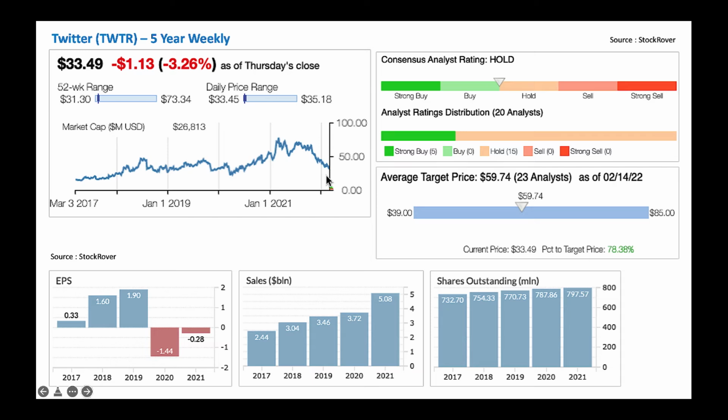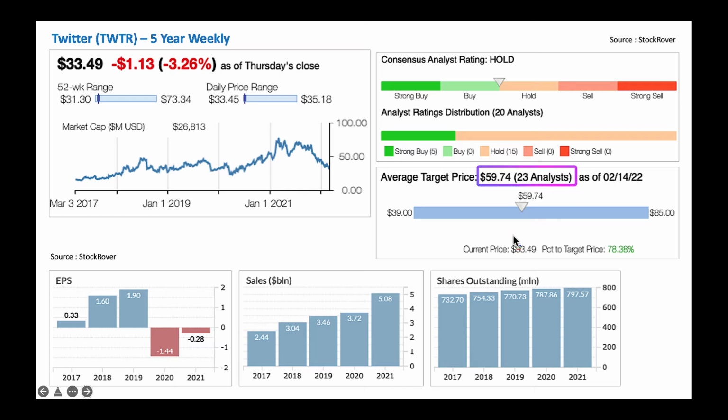And look, from an analyst perspective, we have a hold rating right now. It's just a hold rating, as you can see here. And we have 20 analysts who weighed in. So currently it's a hold rating. That's one of the reasons the stock is not making too much move. And from a target perspective, folks ask me what the target price for Twitter is. The target price is $59. That's the average target price according to 23 analysts.